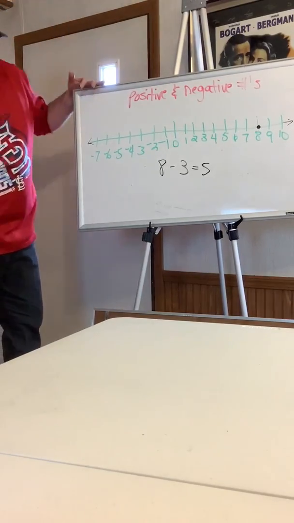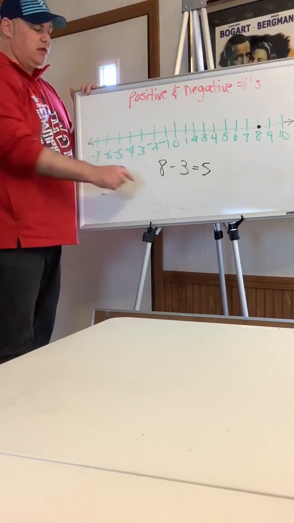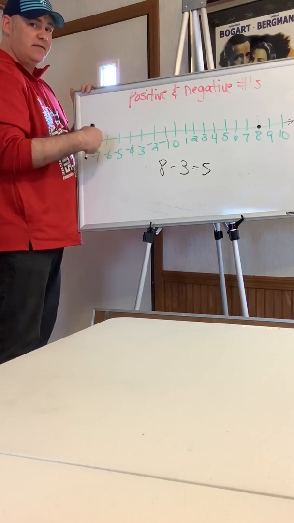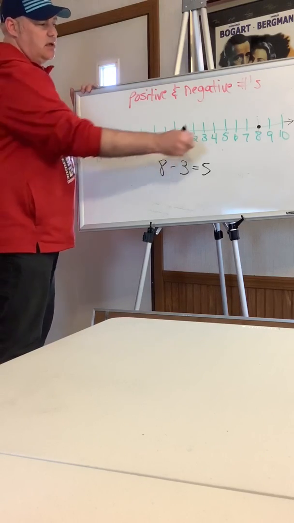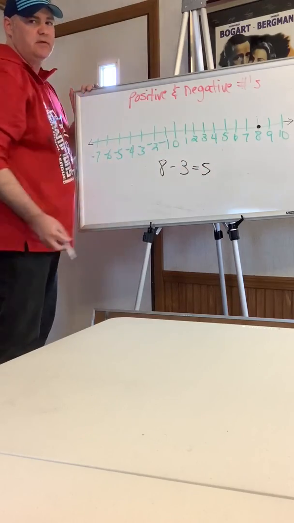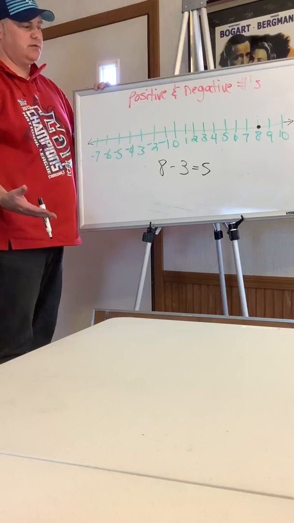So we are saying we're starting at positive 8, and we are going 3 from 8, but we're going to go in the negative direction because we're subtracting. So we're going down 1, 2, 3, which puts us at 5. Now, we don't have to use a number line to do this problem in our head, 8 minus 3.